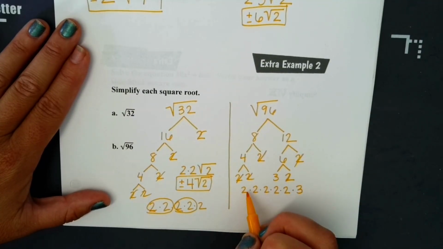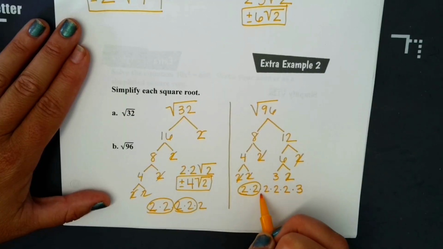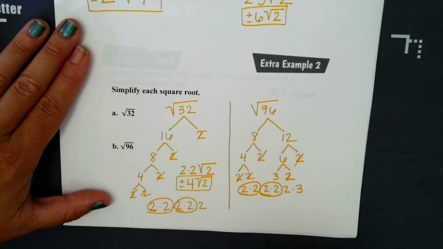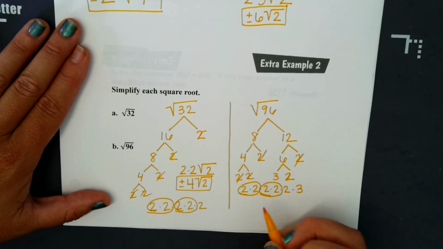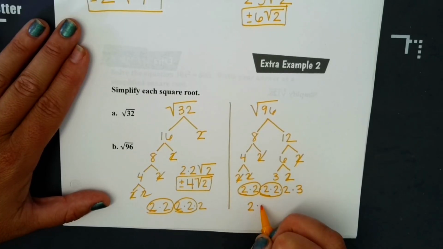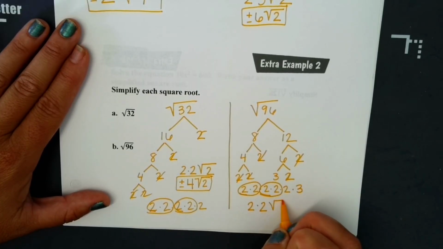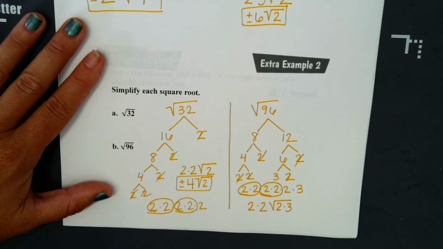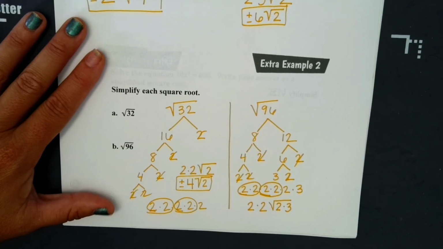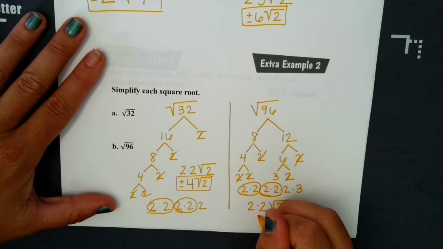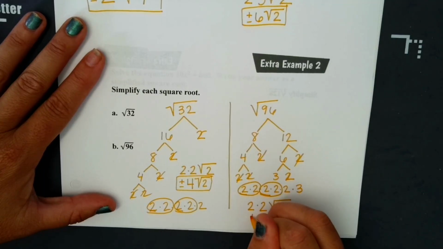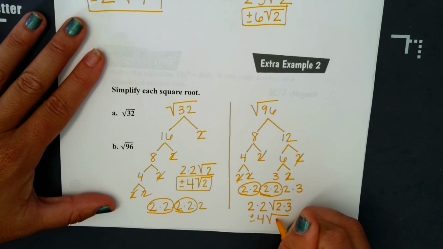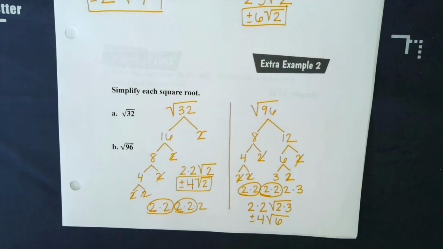I'm looking for pairs. There's a pair of 2s. There's a pair of 2s. Do you have any other pairs? No. Pairs come out front. Whatever's left goes on the inside. Can I simplify further? Yes. What's this going to become? Plus minus 4. And what's going to be on the inside? 6. Very good.